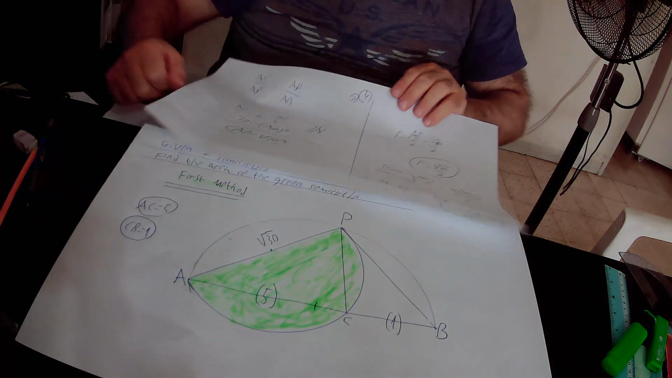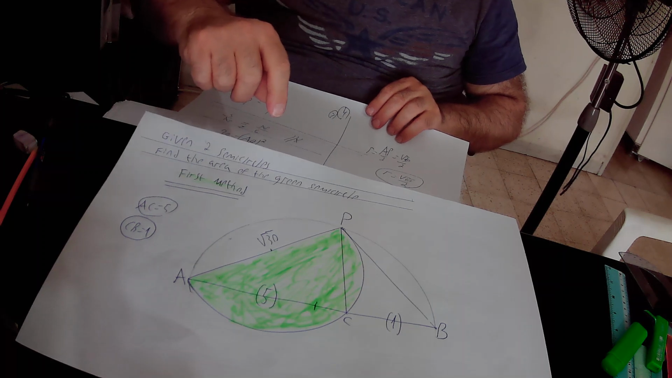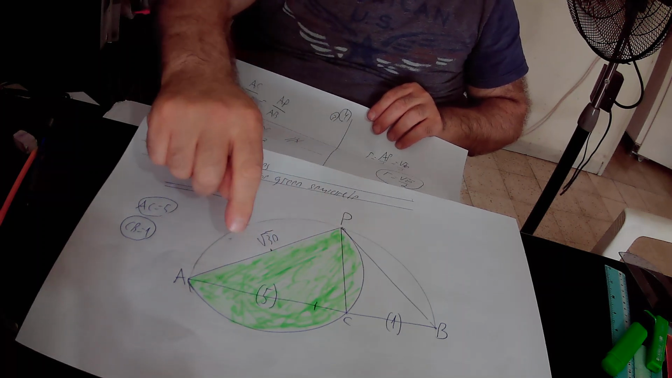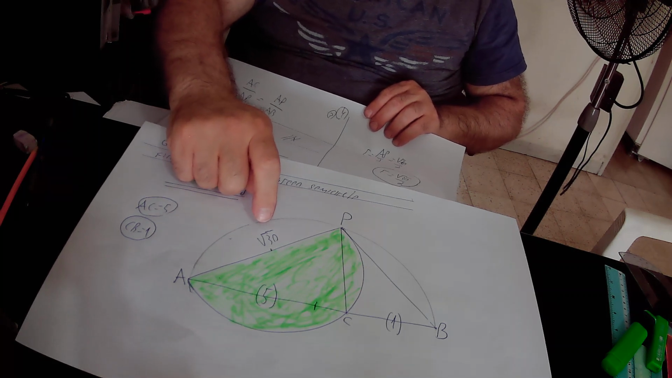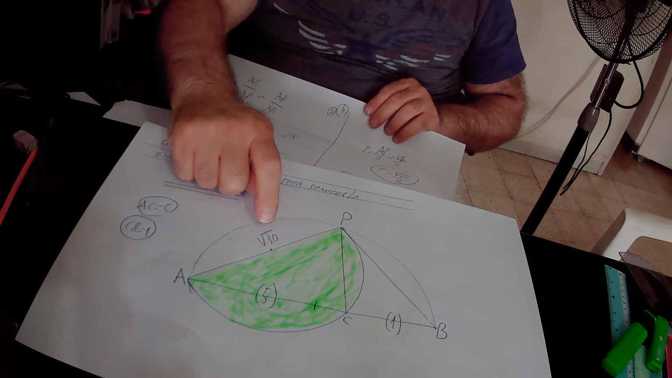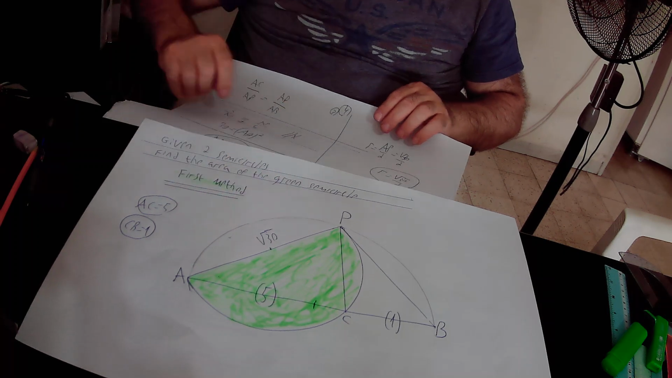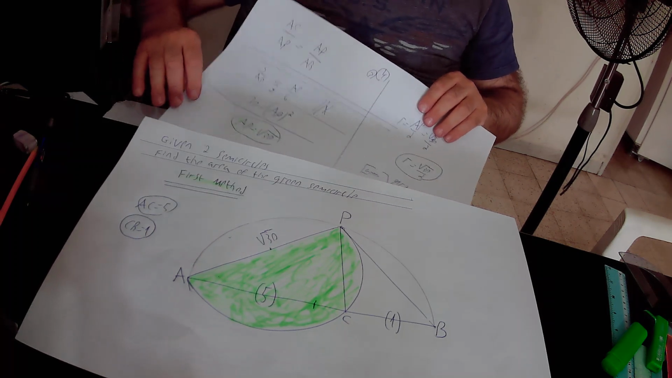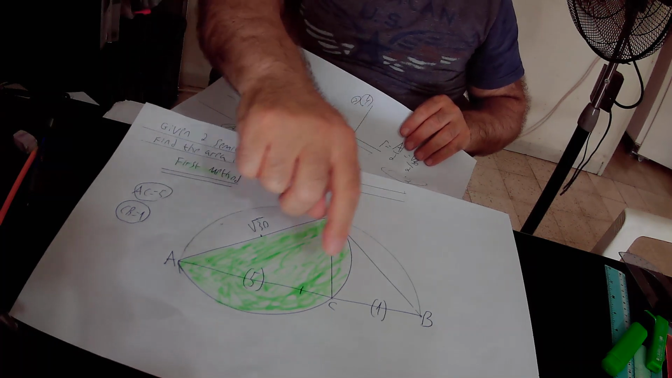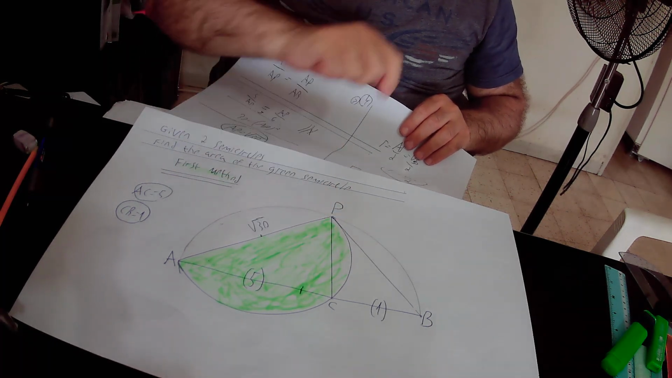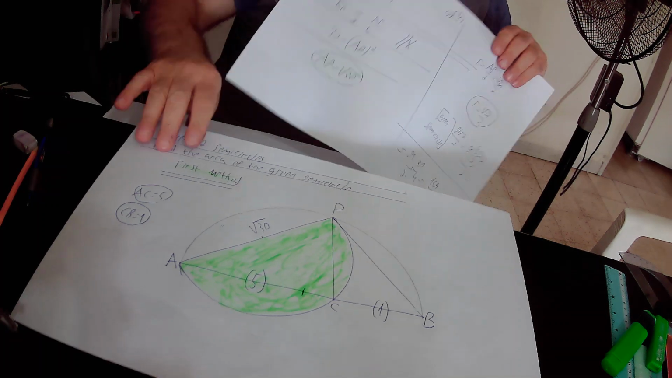So I found out that according to the first method, the area of this green semicircle equals 3.75 pi square units, or in terms of numbers, it equals 11.78 square units. So we finished with the first method. In the next step, I presented to you how to find the area of this green semicircle according to the second method.